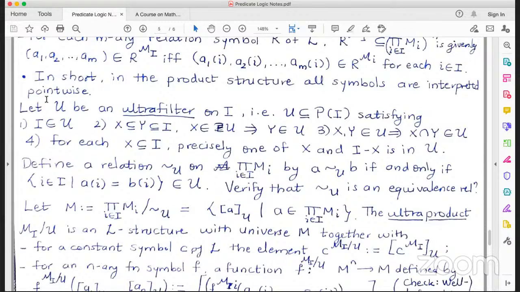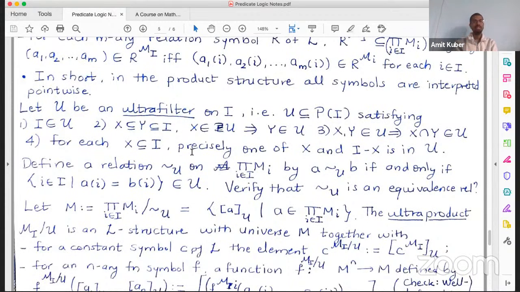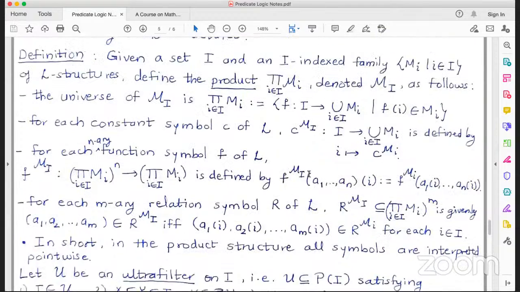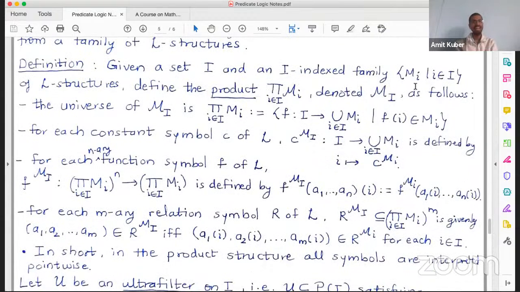Yes. So one thing, what is this pointwise? Pointwise means each component. So I is the index set. For all little i, you have to check that. If you want to define addition of (a_i, a_j) with (b_i, b_j), then you will do a_i plus b_i and a_j plus b_j. That is pointwise.